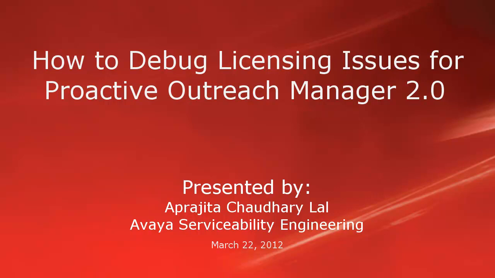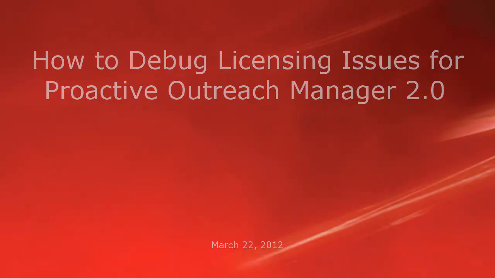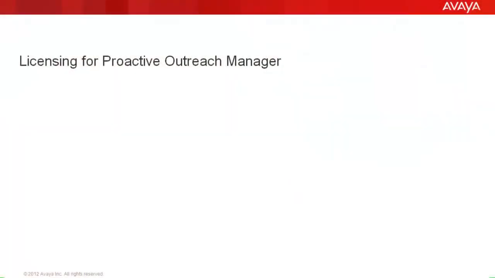In this video, we'll learn how to debug licensing issues for Proactive Outreach Manager. As we all know, Proactive Outreach Manager is a managed application which enables Avaya Voice Portal or Avaya Aura Experience Portal to run any outbound campaigns. It can use different modes of communication like voice calls, SMSs, or emails, and all of them require licenses for getting activated.